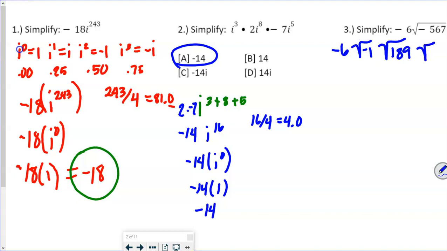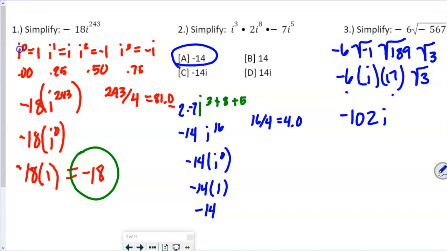I just happen to know that the square root of 189 is 17. You might not know that, so you might have to actually do this another way. But 17 squared is 189. So here again, this is negative 6 times i times 17 square root of 3. We're going to do the negative 6 times the 17. That's going to be negative 102i square root of 3. That's our answer right there, y'all.